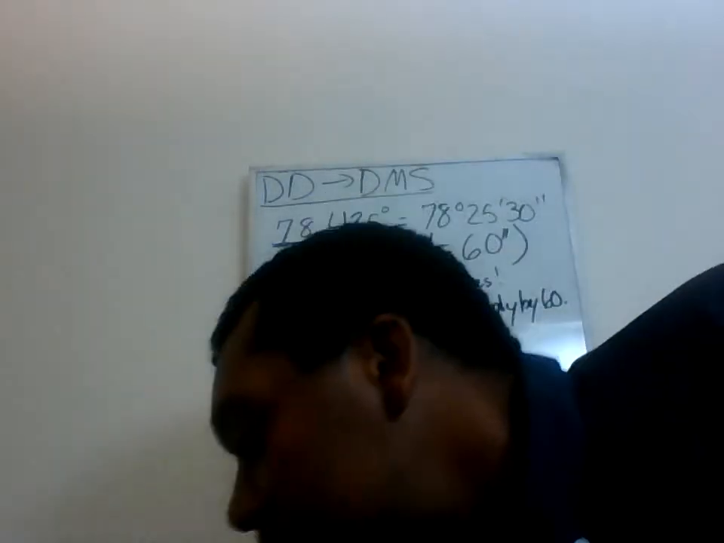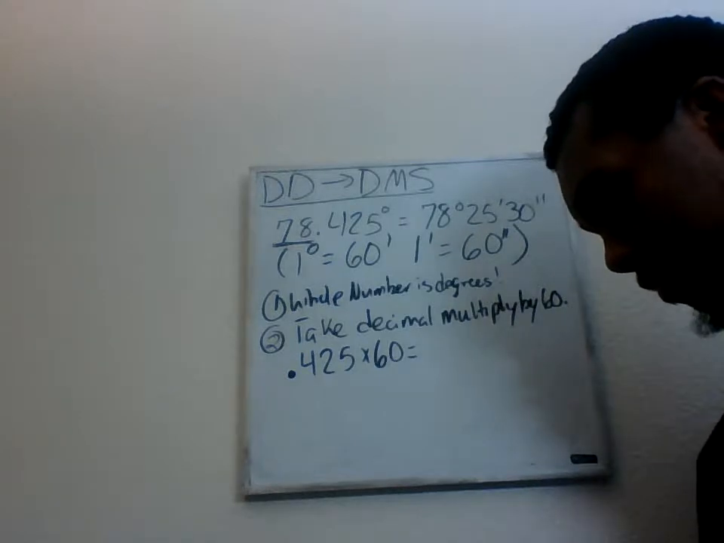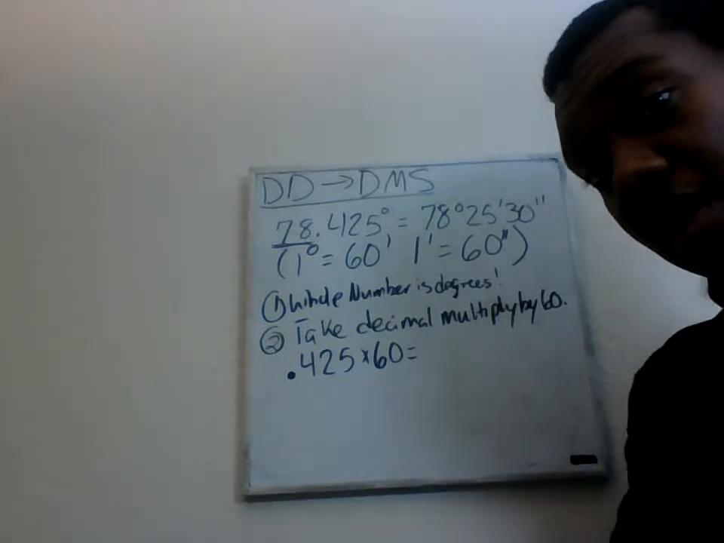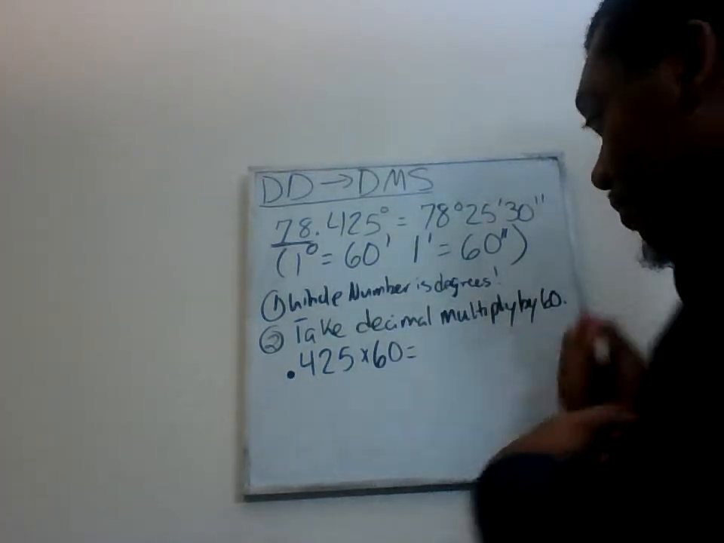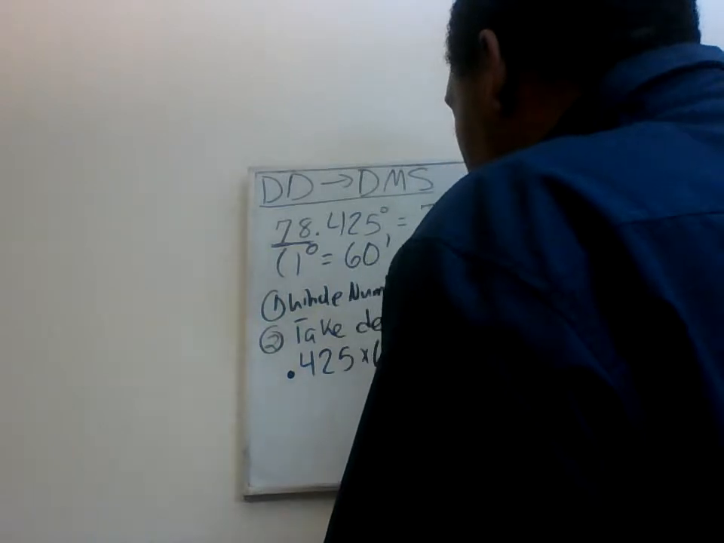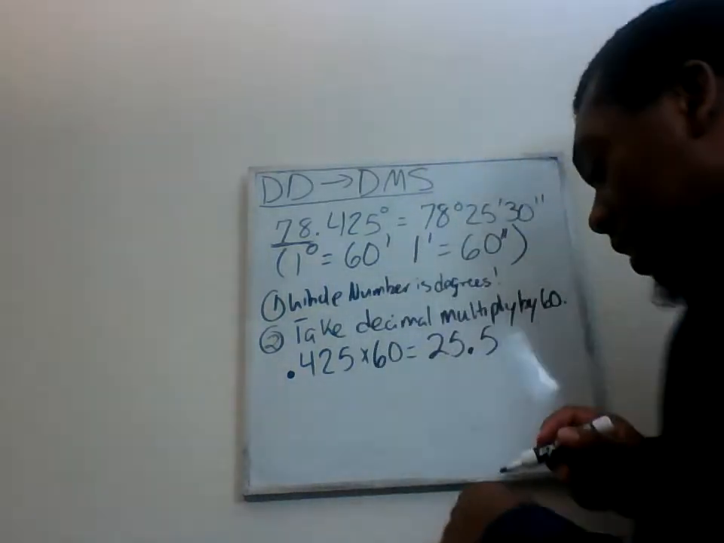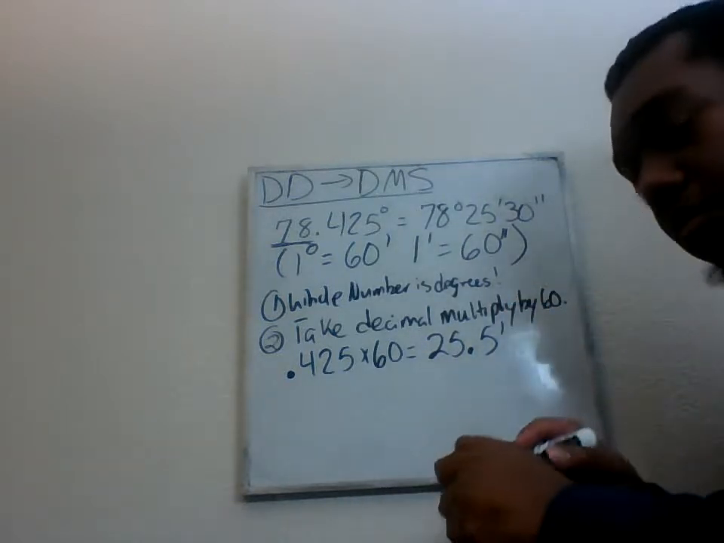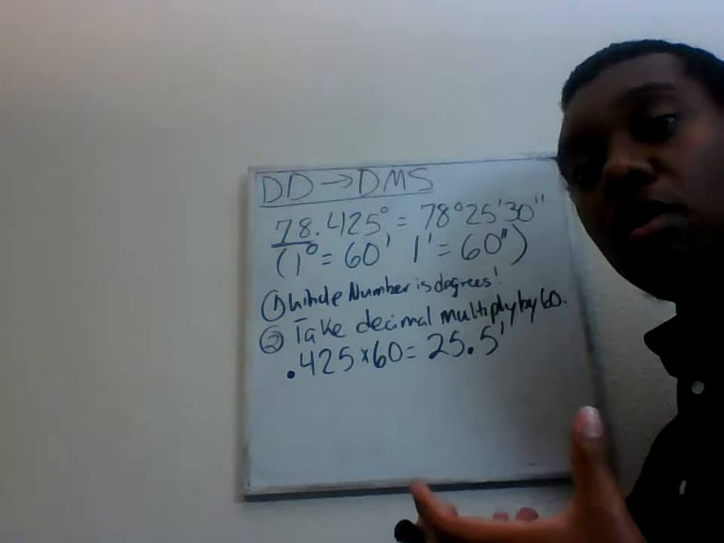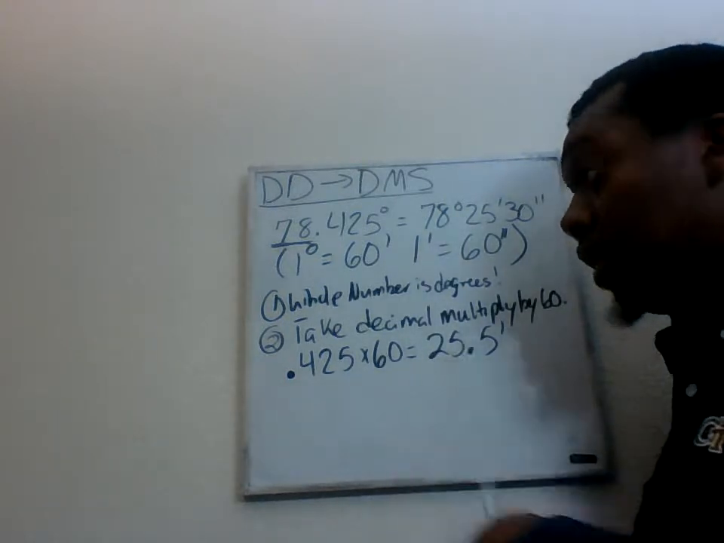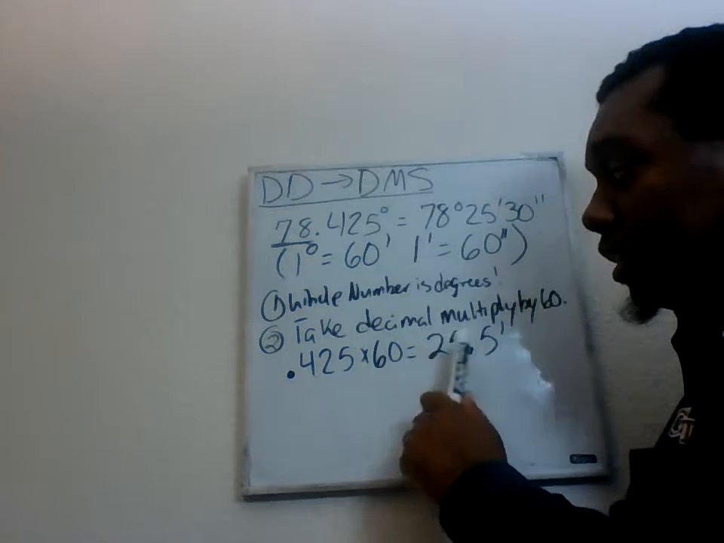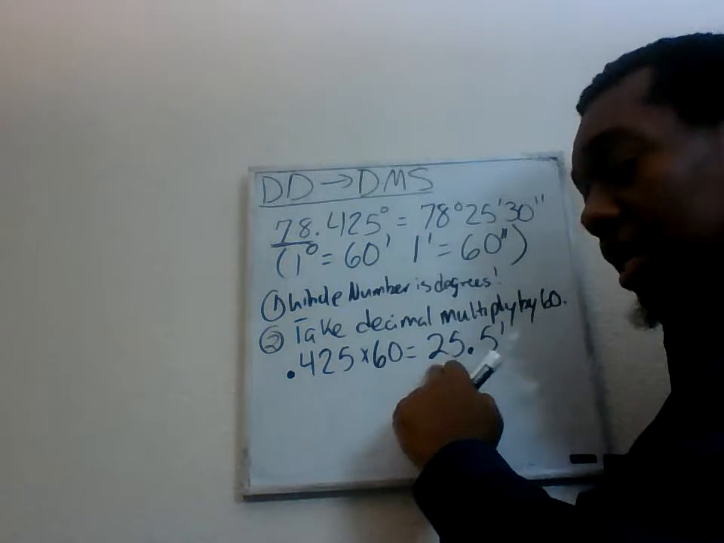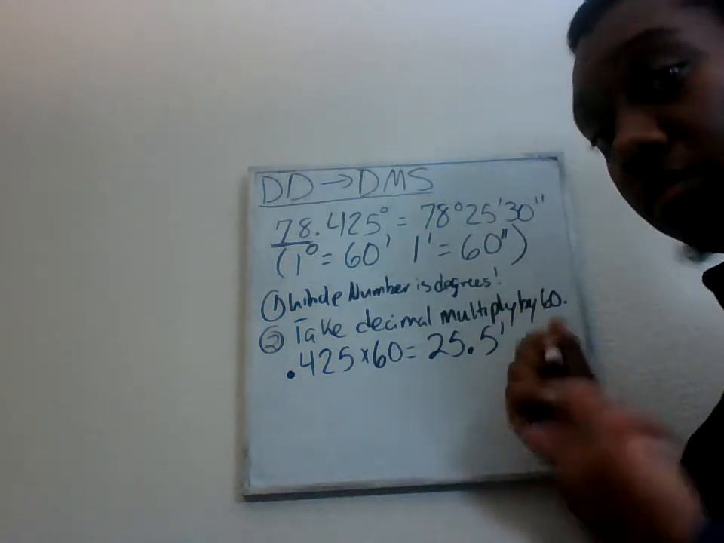Okay, and let's see what we get when we do that. So 0.425 times 60, and we end up with 25.5. So this would be how many minutes we have. Right? So how many whole minutes do we have? We have 25 whole minutes. Similar to what we did over here, where we took the whole number part and set that to be our degrees, we're going to take our whole number part and set that to be our minutes.